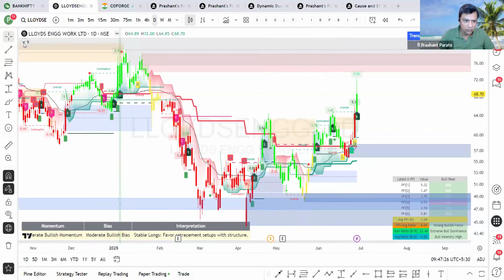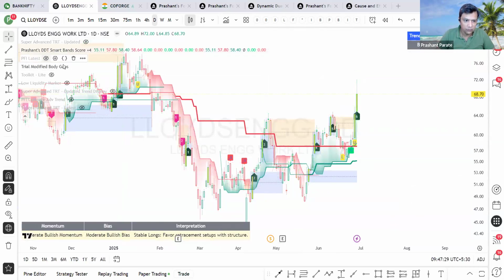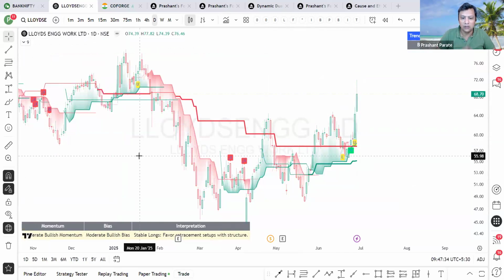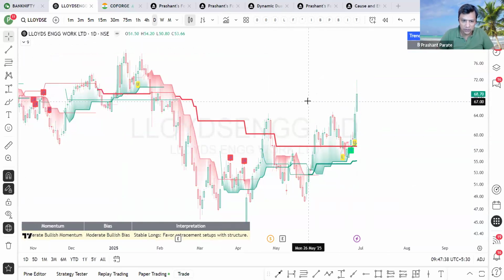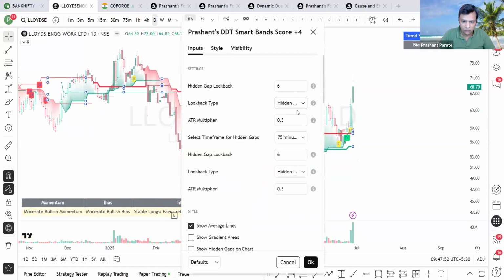I will hide everything else. When we check the charts, I just want one indicator at a time on the chart. Otherwise, it will become very confusing to identify anything. So this is the thicker band, this is a gradient. Thicker band or chart time frame band. This is the input time frame, and the input time frame here is 75 minutes.